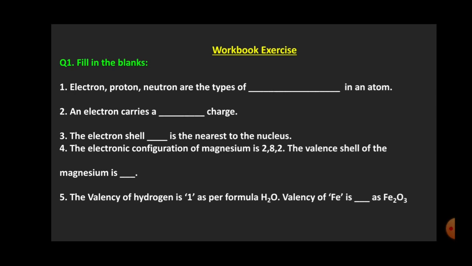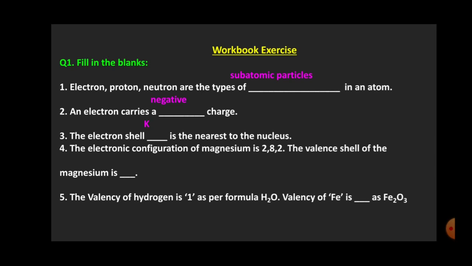Electron, proton, neutron are the types of dash in an atom. What are they? They are the subatomic particles. Second one, an electron carries a dash charge. It is a negative charge. The electron shell dash is the nearest to the nucleus, and that is K, the very first one.